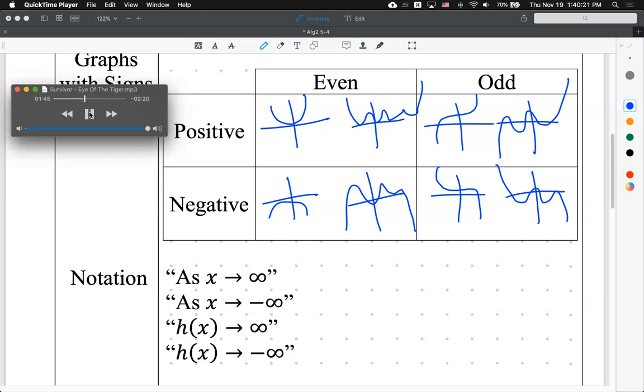Negative odd means right hand down, left hand up. Negative even. Both hands down. That's negative even. Positive even. Negative odd. Right hand down, left hand up. That's a positive odd. Sorry, right hand up, left hand down. Negative odd. Negative odd, right hand down, left hand up. Negative even. Even means both hands same direction. Negative means right hand down.